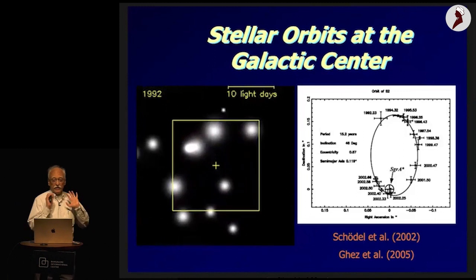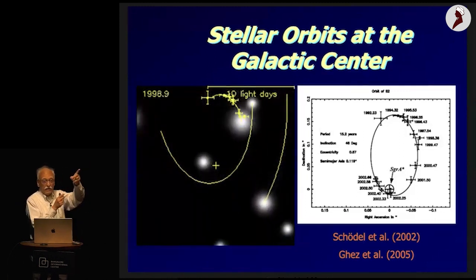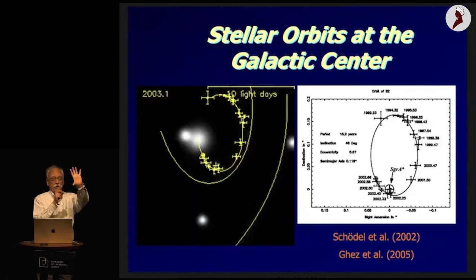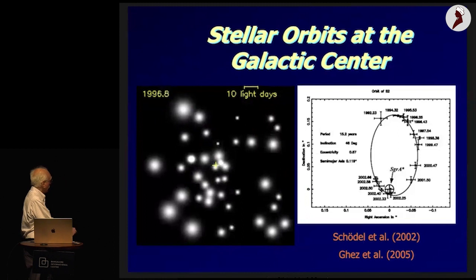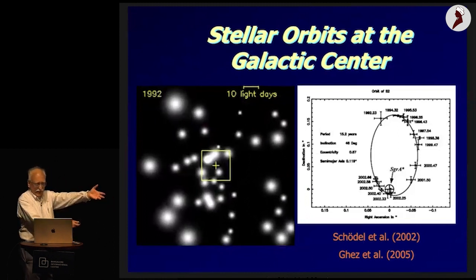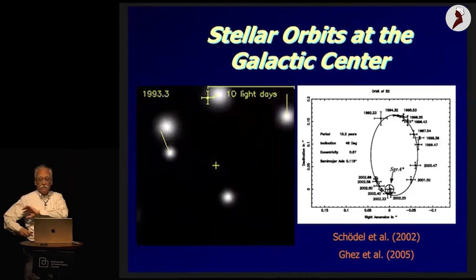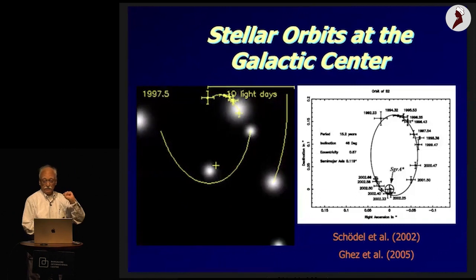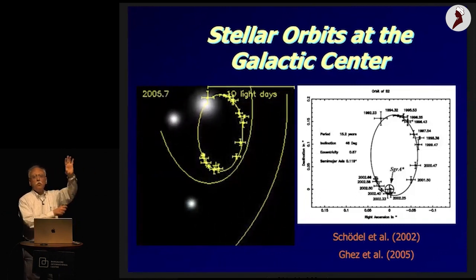So what we are doing here is we are pointing a telescope towards the center of the galaxy, taking a picture of the center of the galaxy and looking at the positions of all the stars. All these circles are stars. You know, there are zillions of stars in the center of the galaxy. You just take a picture, where is it located? Then you come back after 2 months and take another picture. Then another 2 months, you take another picture. And then you make a movie.